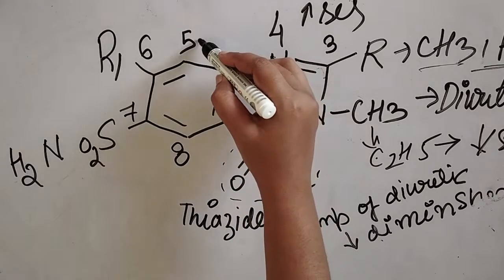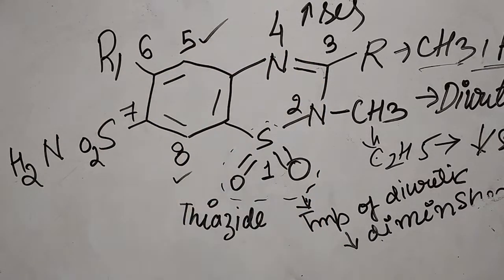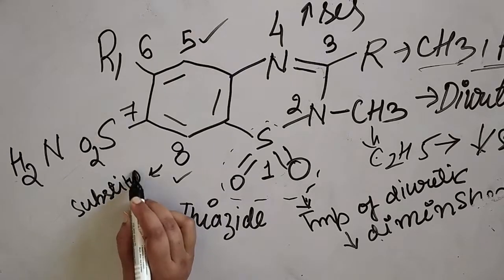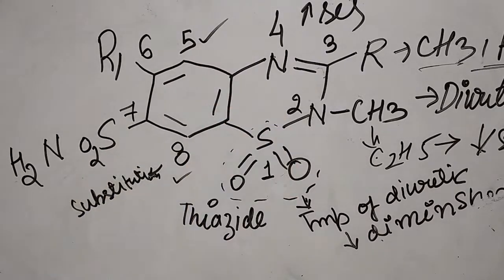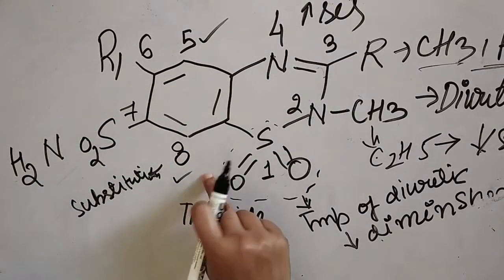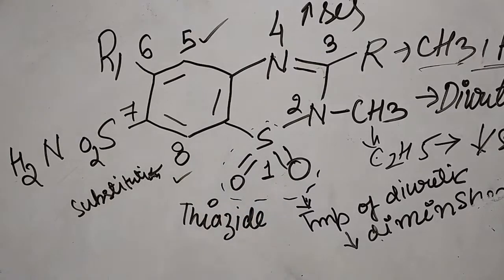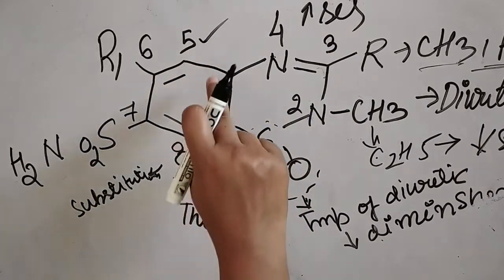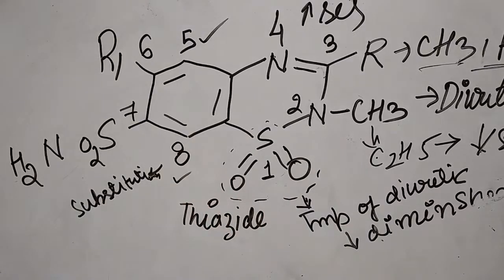Next, the position 5th and the position 8th should remain unsubstituted. If any substitution is there, remember, the activity will diminish or it will not affect the diuretic activity. So position 5th and position 8th must remain unsubstituted. If they are substituted with any group, it will only decrease or diminish the diuretic activity. So position 5th and position 8th must remain unsubstituted.